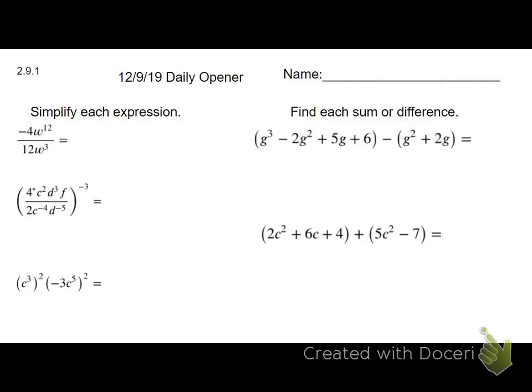So again, today's opener. The left side of our opener says simplify each expression. That's going to be your 7.1 notes. The right side of our opener says find each sum or difference. That's going to be your 7.2 notes.